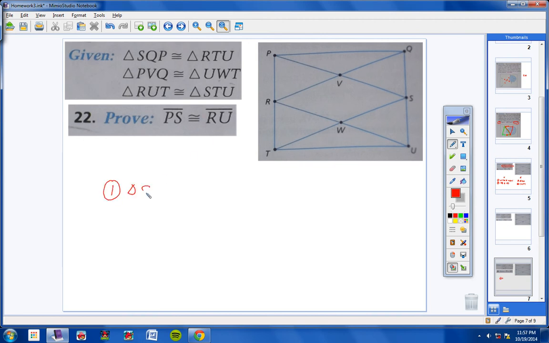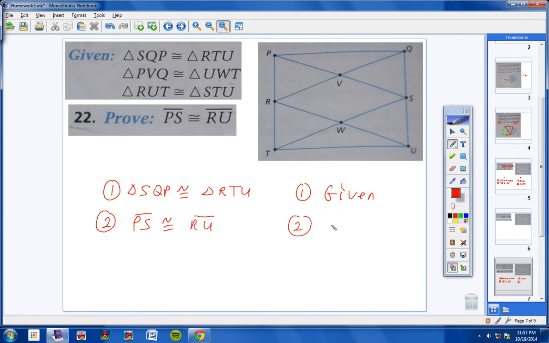Number one, we have our given. Triangle SQP is congruent to triangle RTU. That's your given. And now look, here's PS right here, and here's RU right here. So we can definitely state that PS is congruent to RU by CPCTC, okay? Because once we state that triangles are congruent, then we can definitely state that any of their parts are congruent, okay? All right, let's go back now to 21.